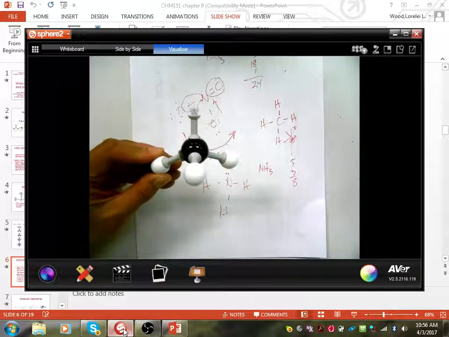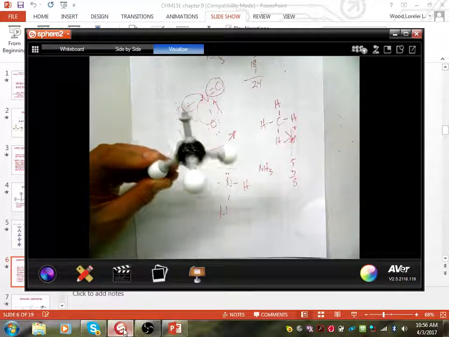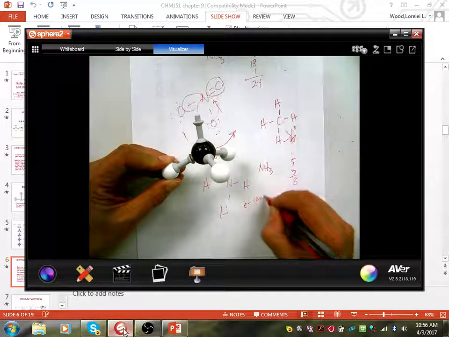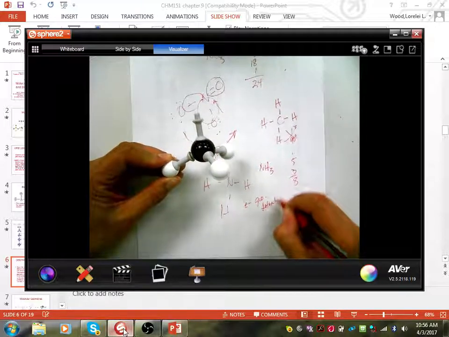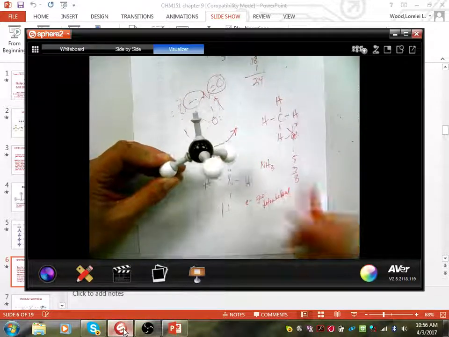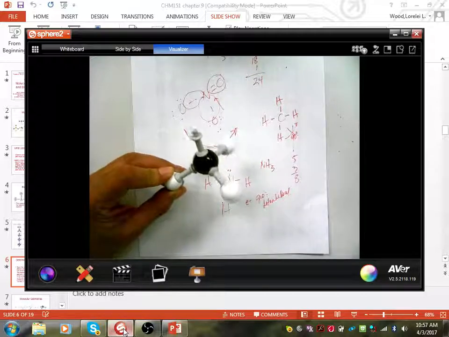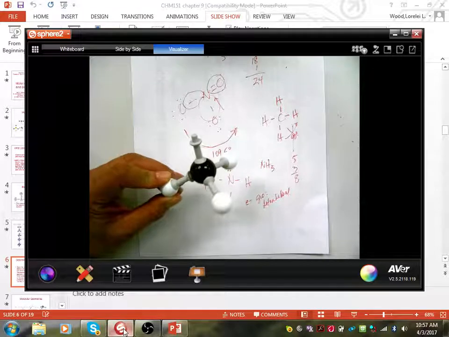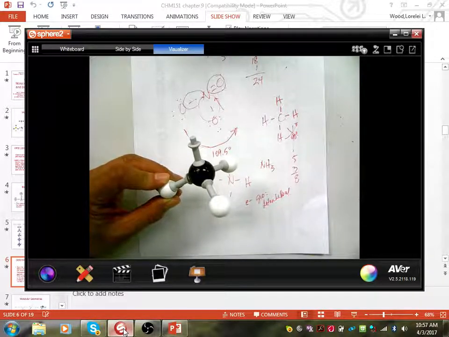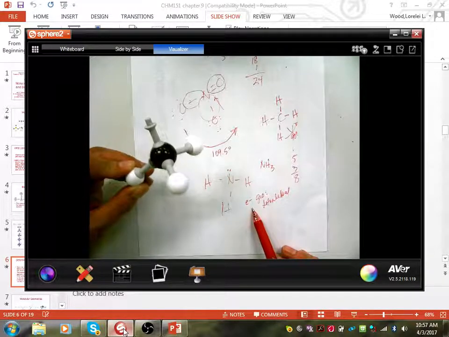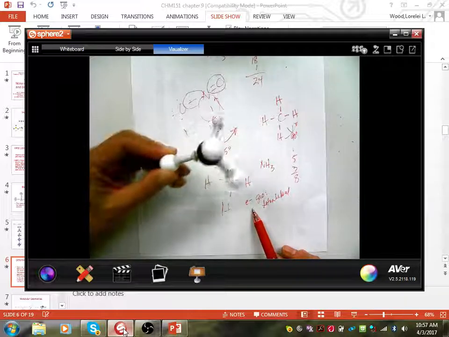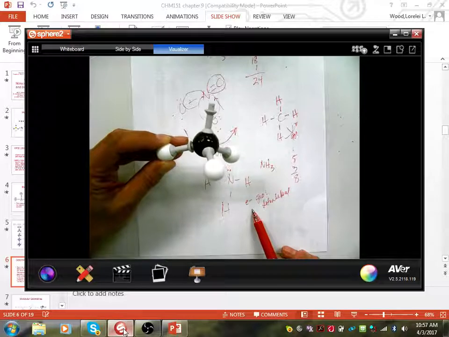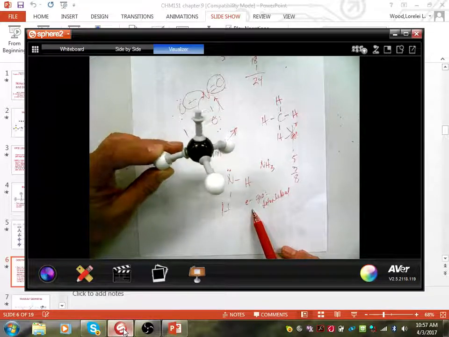Now, the electron geometry of this molecule is still tetrahedral, right? And that's because there's 1, 2, 3, 4 electron domains, or 4 lobes of repulsion created by bonded or non-bonded pairs of electrons. Electron geometry takes into account both the bonded as well as the non-bonded pairs. In this case, we would say there are 3 bonded pairs and 1 non-bonded pair. So that's the electron geometry.